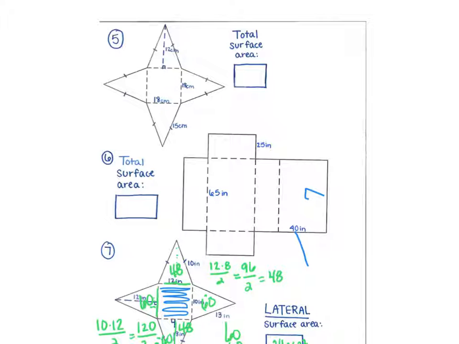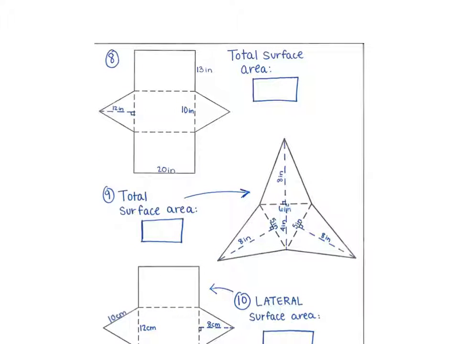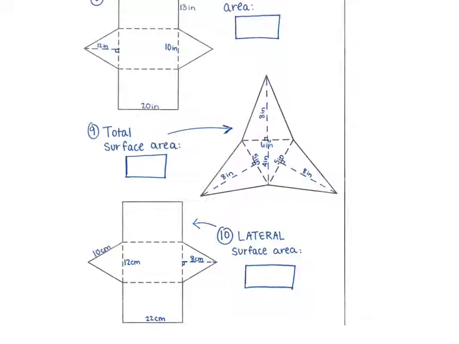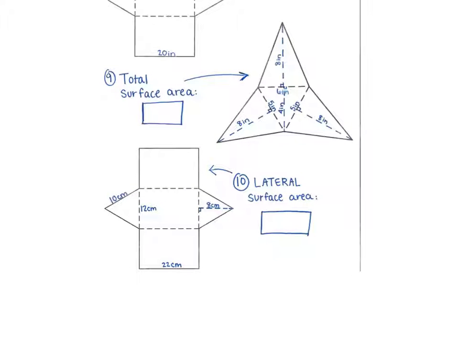Okay, numbers 5 and 6 are total surface area. So I want you to find 5 and 6. And then on the back side, I want you to find 8 and 9 total surface area. That means every piece. And then on 10, remember, it's your lateral surface area. So lateral is not going to include your bases.